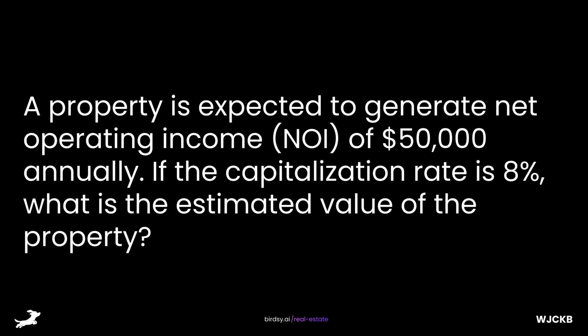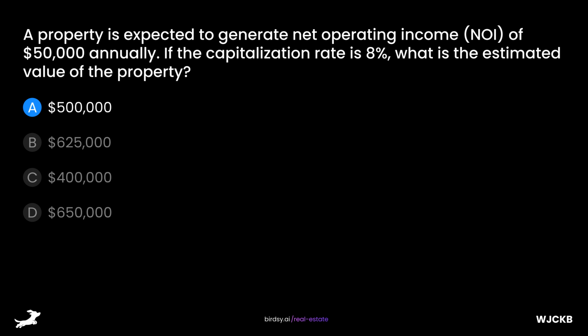A property is expected to generate net operating income of $50,000 annually. If the capitalization rate is 8%, what is the estimated value of the property? Is it A, $500,000, B, $625,000, C, $400,000, or D, $650,000?